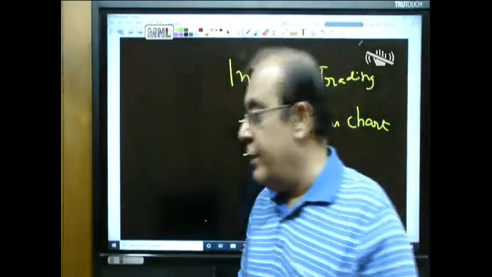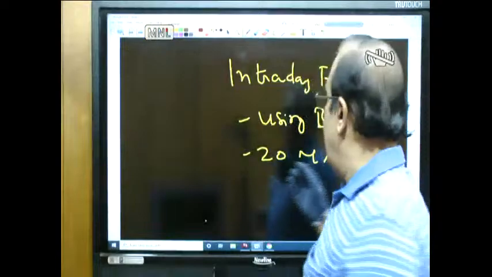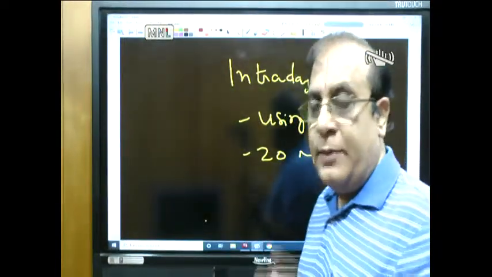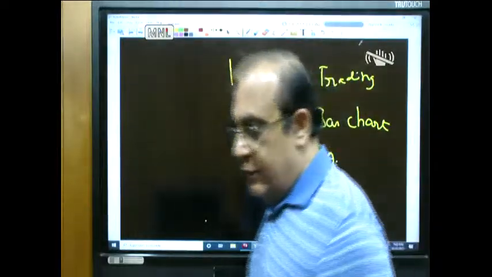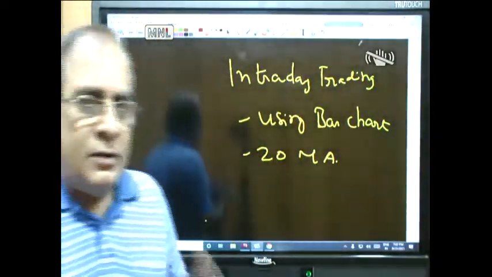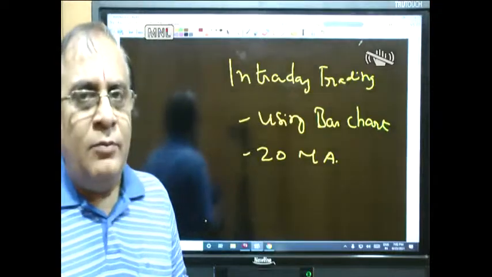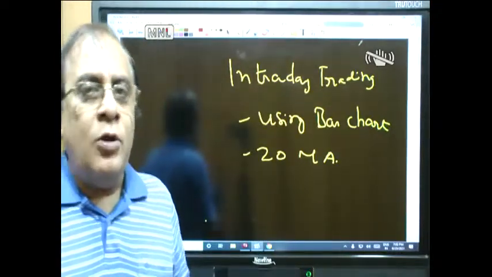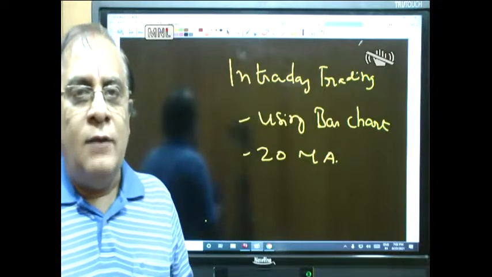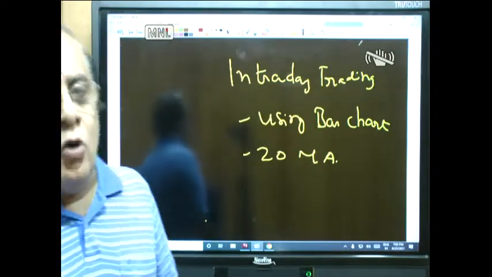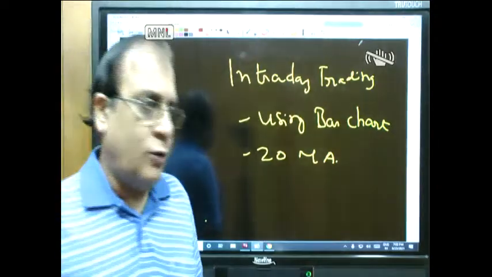Today the topic is intraday trading using bar chart and 20 period moving average. Because when we say intraday trading, we are going to look at smaller time frame. But before that, we will look at a bigger time frame to get some sort of the overall picture, and then come down to 1 hour and 15 minutes, and we will look at illustrations, Nifty, Bank Nifty, gold, crude, and probably one or two stocks.